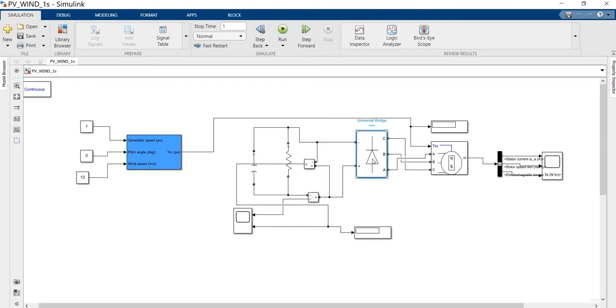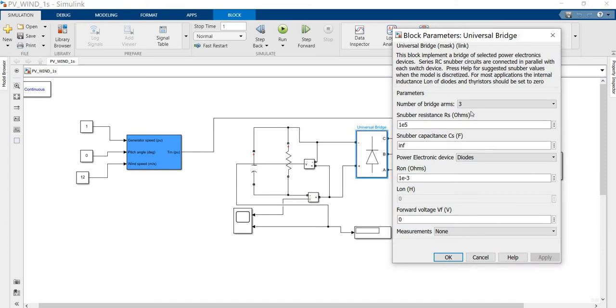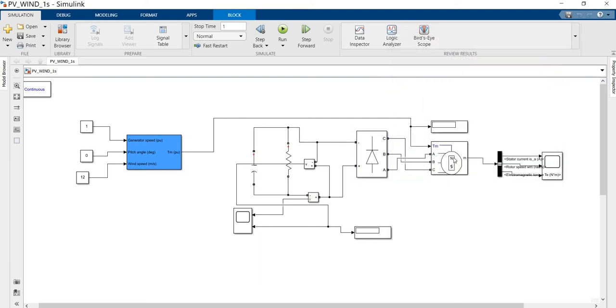So this is the universal bridge. In this universal three-phase system, I am selecting the 3-arm bridge, with snubber resistance. I am also going to select diodes for rectification purpose. I have not selected any measurement. Again, I am going to click OK.